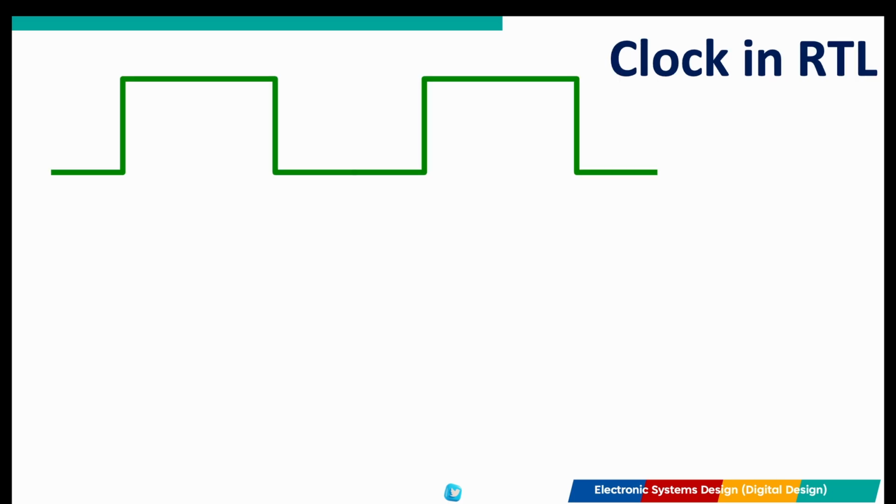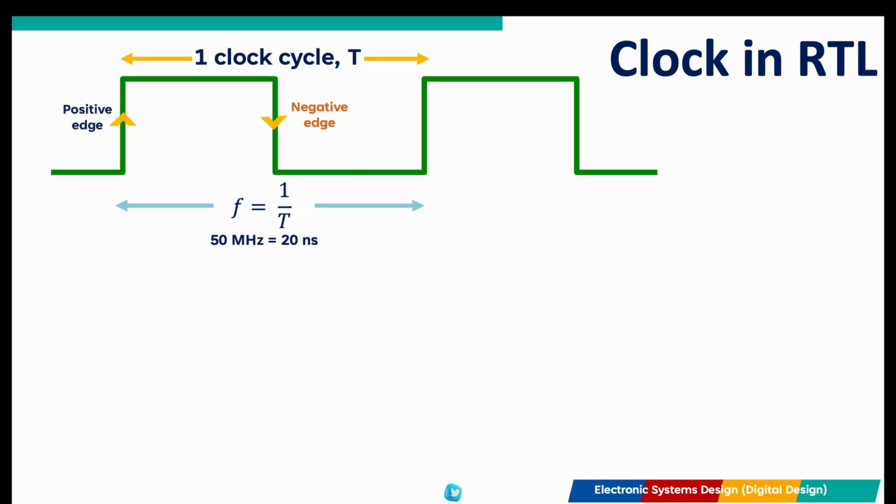Let's look into clock signals in RTL. In a digital system, the clock is a global timing reference that coordinates all activities. It is a continuous square wave that toggles between 0, low, and 1, high. A single clock cycle T contains two critical transitions, positive edge and negative edge. Positive edge is the exact moment the signal transitions from 0 to 1, typically termed the rising edge, whereas the negative edge is the exact moment when the signal transitions from 1 to 0, or normally called the falling edge.